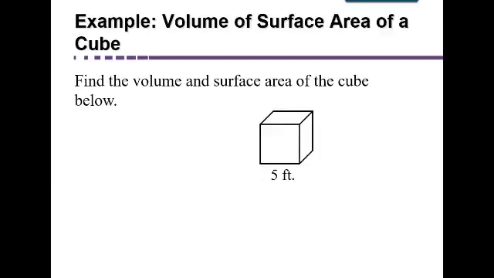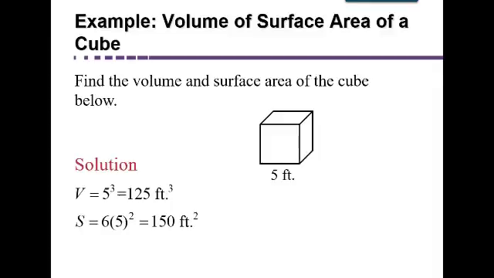So if I asked you to find the volume of this cube and told you that all the dimensions are 5 feet, then you would find the volume by cubing 5, and that would give you 125. Notice the dimensions for volume are always cubic units. So 125 cubic feet. And then the surface area would be 6 times 5 squared, because each side has an area of 5 squared, or 25. And there are 6 sides, so that would give us 6 times 25 is 150 feet squared. Again, surface area is an area. So the units are always squared.